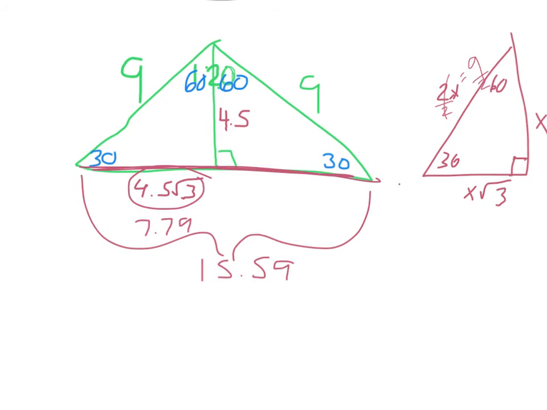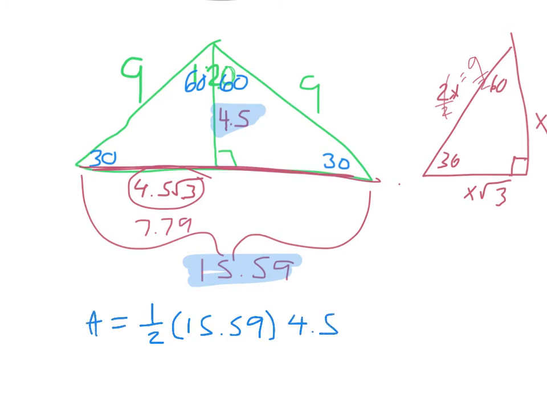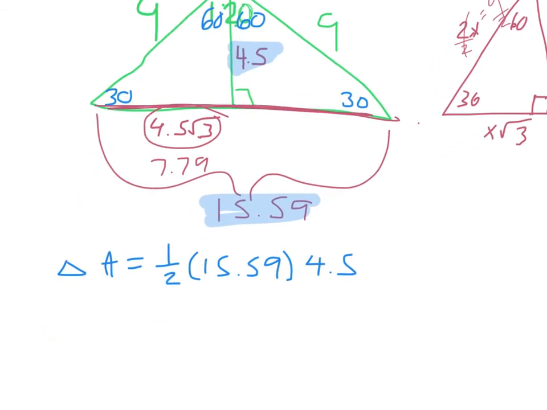Okay, now we need to find the area of this triangle, which we can do because we have our base and our height. So the area of a triangle is 1/2 base times height. So our base is 15.59 and our height is 4.5. So we get an area of this triangle as 35.07.